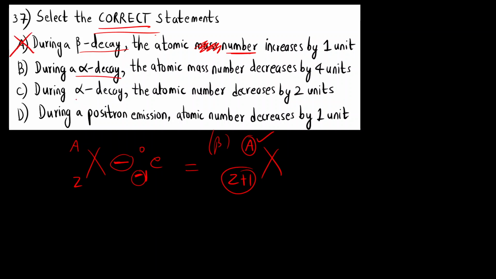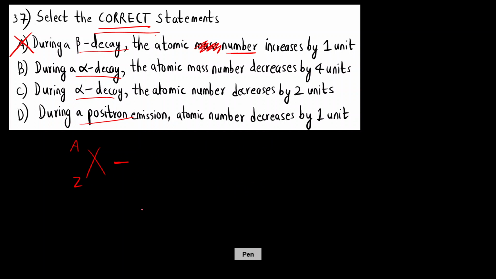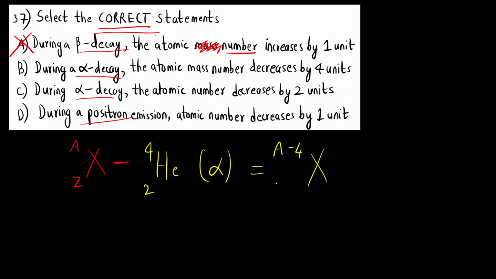During an alpha decay and positron emission. Okay, let us see alpha decay now. What is alpha particle? It is a helium nuclei. Helium nuclei atomic mass is 4, number is 2. Okay, this is an alpha particle. So atomic mass decreased by 4, atomic number decreased by 2. So option B is correct, that atomic mass number decreased by 4 unit. This is also correct, atomic number decreased by 2 unit.